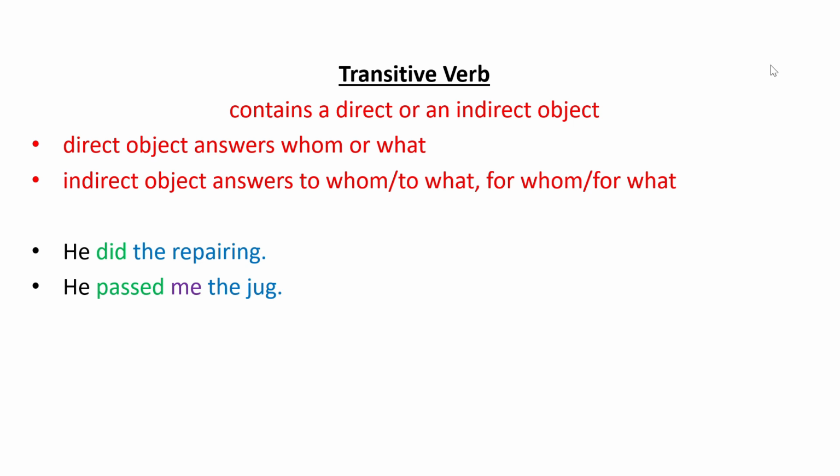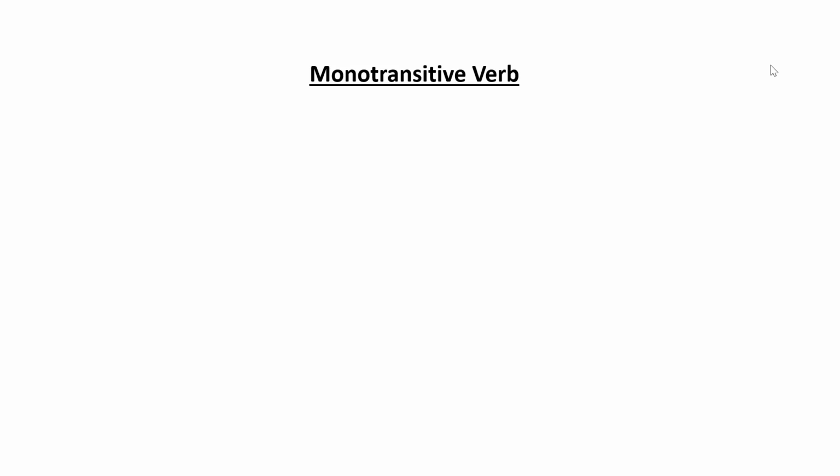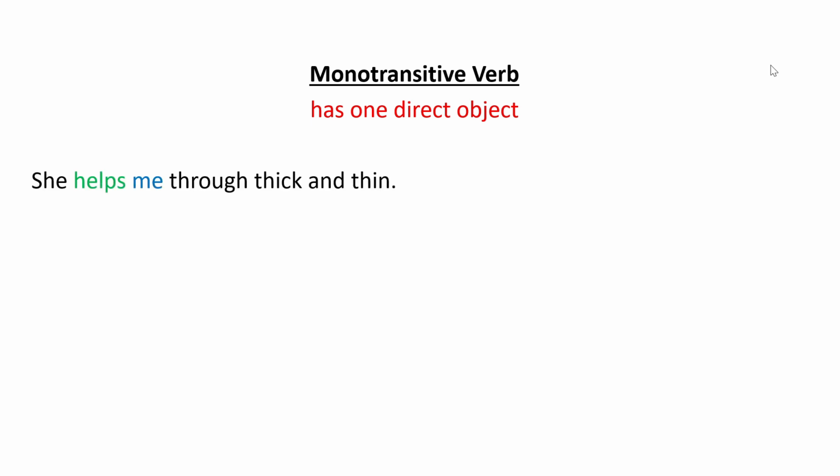Transitive verbs can further be divided into monotransitive, ditransitive, and complex transitive verbs. Let us see them one by one. First is a monotransitive verb. What is a monotransitive verb? A monotransitive verb has one direct object. It only has a direct object. Like, she helps me through thick and thin. She helps whom? Me. So me is a direct object here. So helps is a monotransitive verb.